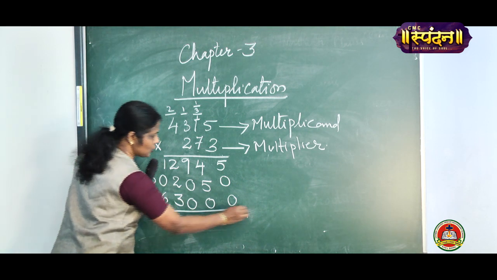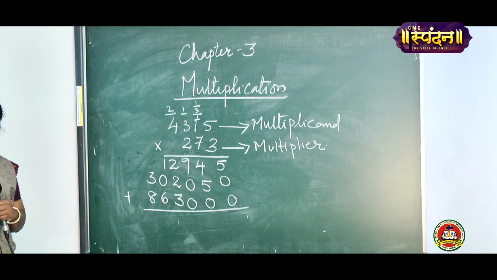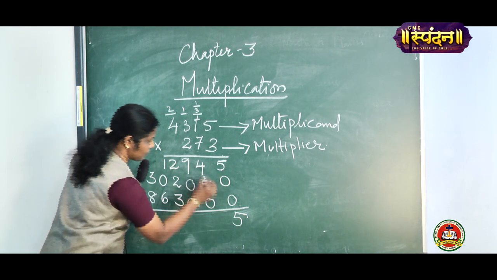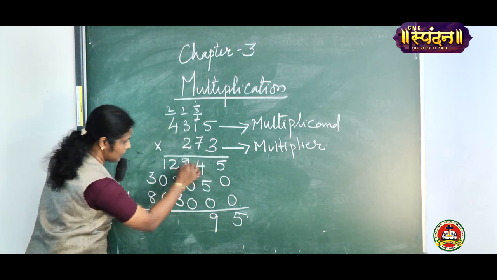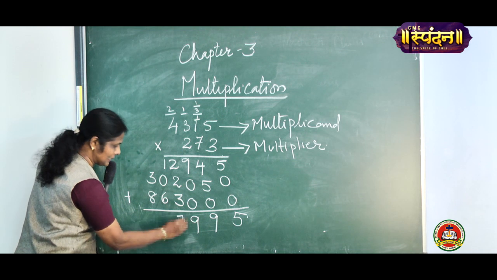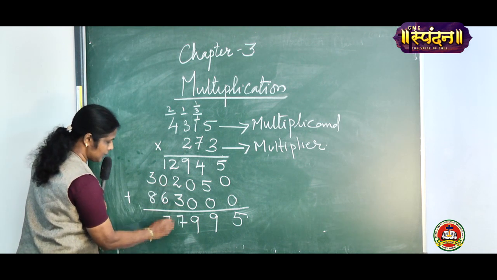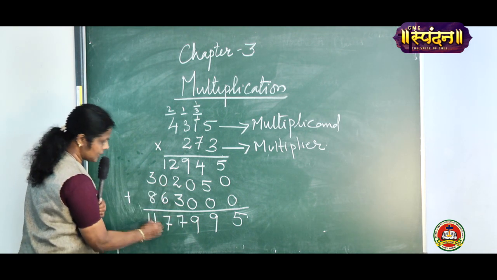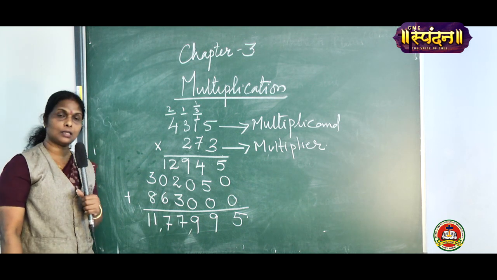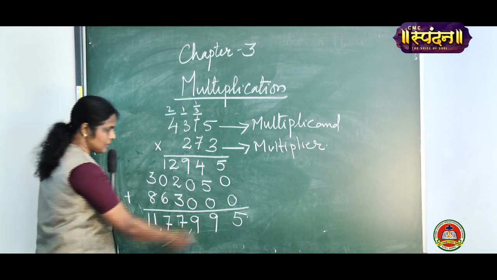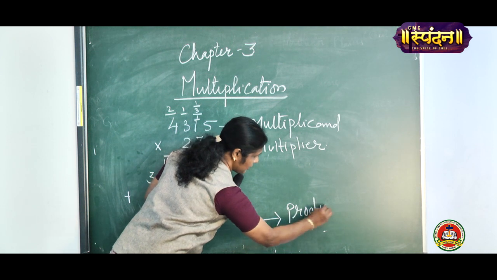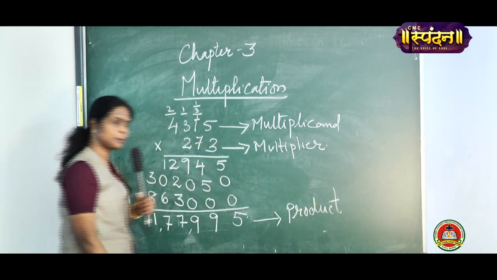Now the last step, you have to add all these 3 numbers. 5 plus 0 is 5. 5 plus 4 is 9. 9 plus 0 is 9. 2 plus 2 is 4. 4 plus 3 is 7. 6 plus 1 is 7. 8 plus 3 is 11. So we get the answer 11,77,995. The answer that you get after multiplication is called the product.